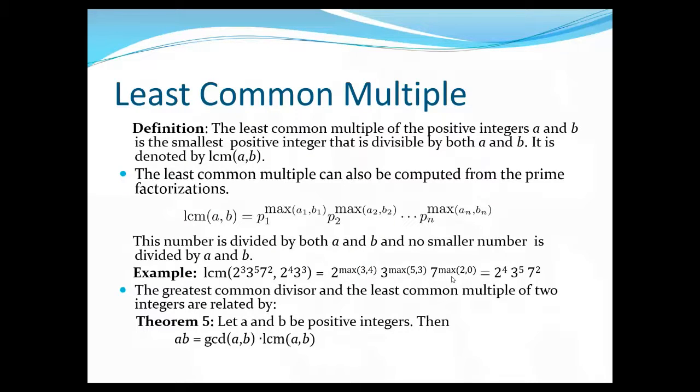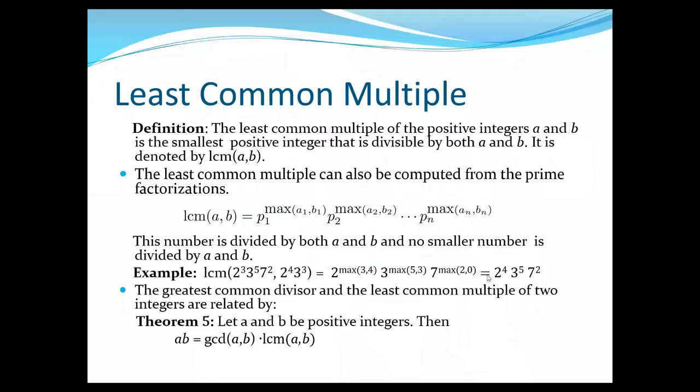And then get the maximum exponent of the prime numbers. Between these two, the highest exponent for 2 is 4. For 3, between 3 and 5, get 5 as your exponent. For 7, we have 2 here, but it's not present in the other number. If it's not present, the exponent is 0. Since we're getting the highest exponent, we're going to get 2.